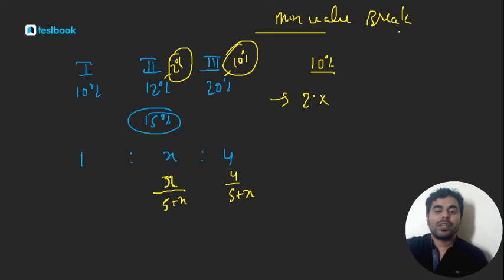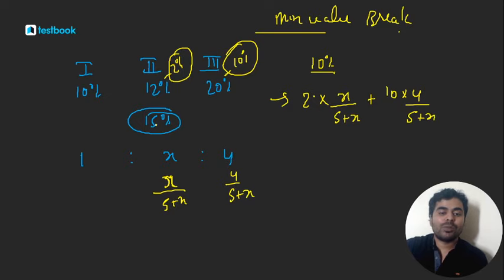So we can say that 2 into x by 5 plus x plus 10 into 4 by 5 plus x are responsible for the extra 5%, because out of these common 10% we were having 10% profit definitely. Now the extra 5% we are getting from these two parts according to their strength. So 2 into x upon 5 plus x plus 10 into 4 upon 5 plus x will give you 5.